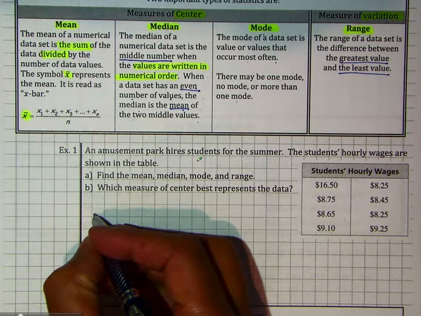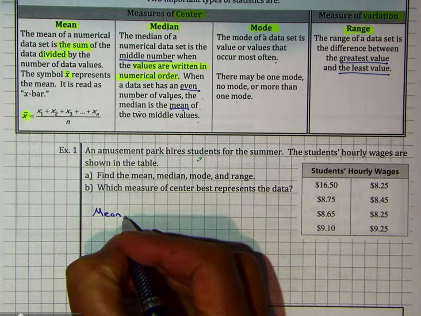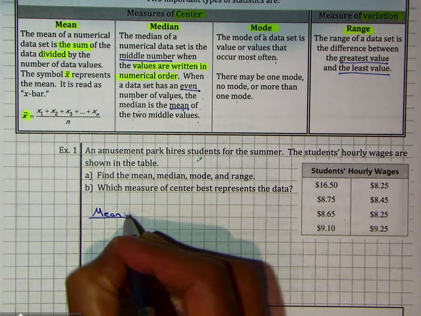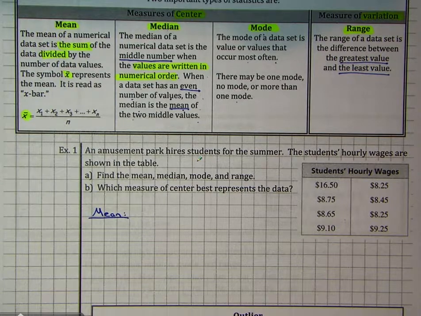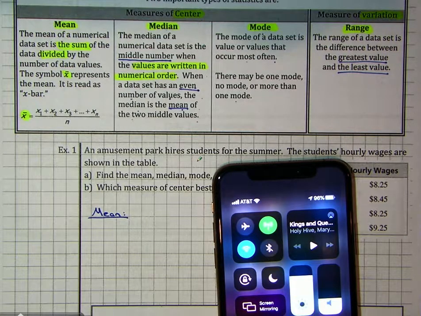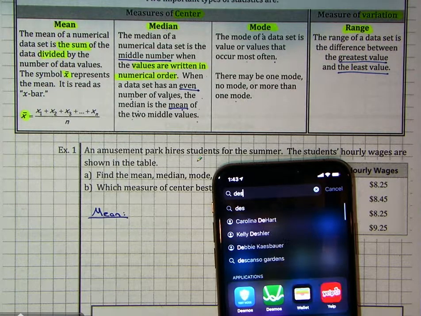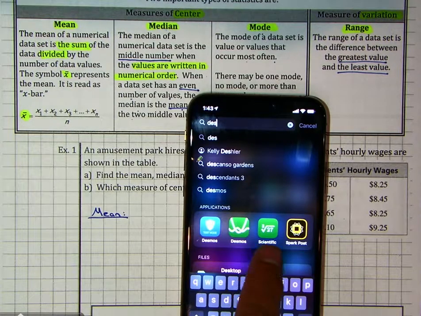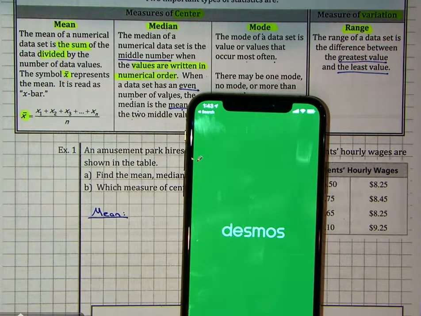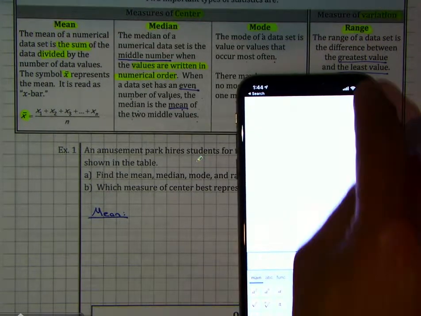So let's start with finding the mean. For this, you can use a calculator. And if you don't have a calculator with you, we can actually use Desmos. The Desmos scientific calculator, you can use that one, and I'll be using that today. Or if you have a calculator, you can just use the calculator that you have.